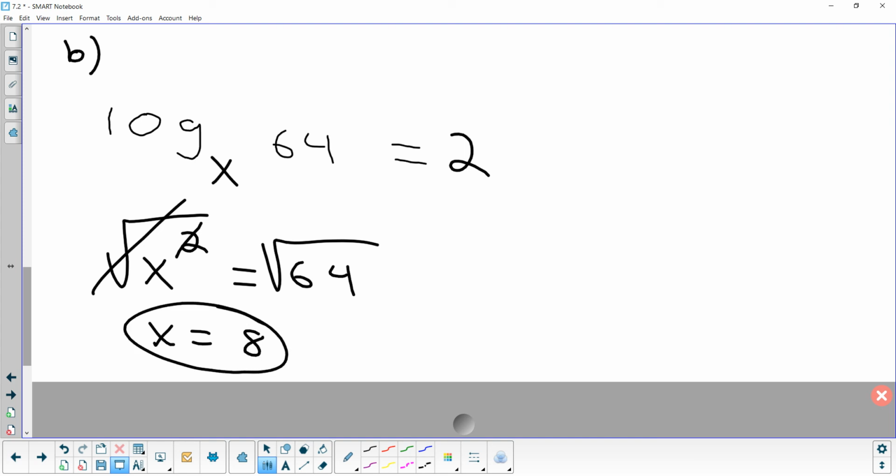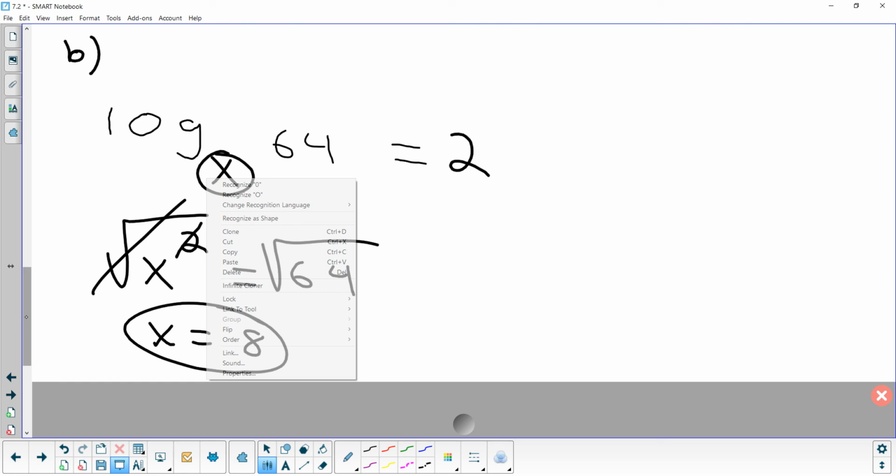Now technically 8 times 8 is 64, but what else times itself is also 64? Colby? Negative. When we're dealing with logarithms, that number can never be a negative. If it was, it would be imaginary, and we're not doing that. So technically when you take the square root of 64, there are 2 answers. We're not using the negative one. Okay, so the answer here is just 8.